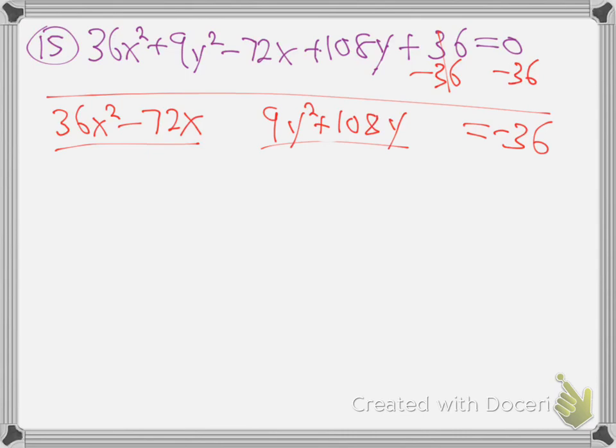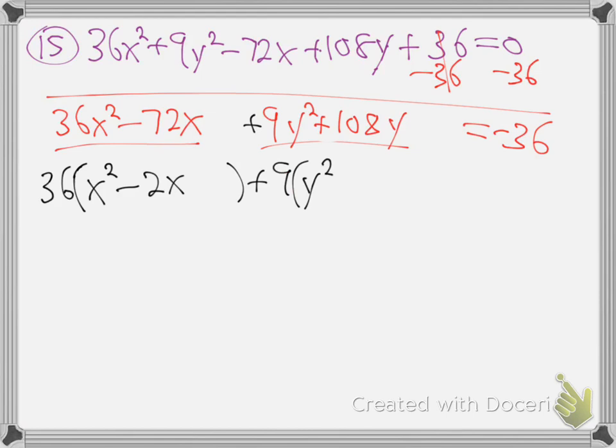Okay, now we're going to need to take out the 36, factor, right? Take out the 9. Use your calculator, some ugly numbers here. Good to there? So you factor out the number in front of x squared and the number in front of y squared.